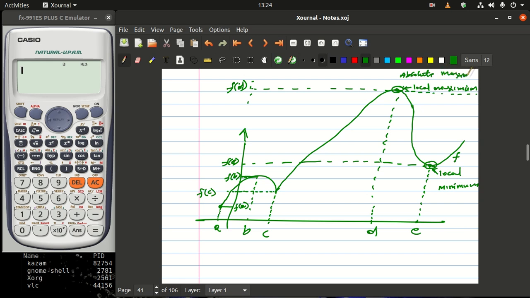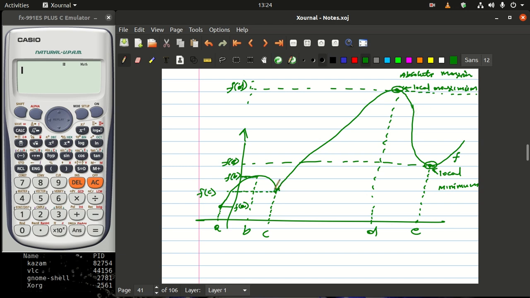maximum. So I want you to understand that this point is also an absolute maximum, and also it is a local maximum. Of course, absolute maximum means that it is also a global maximum or maximum extrema. So this point is both an absolute and a local maximum. And then we go to this point here.